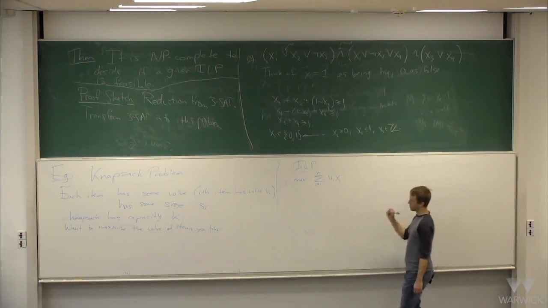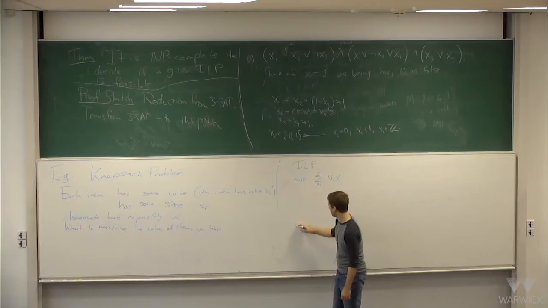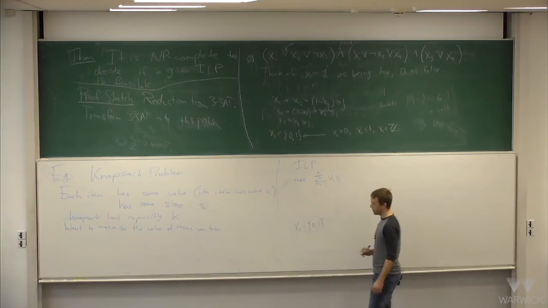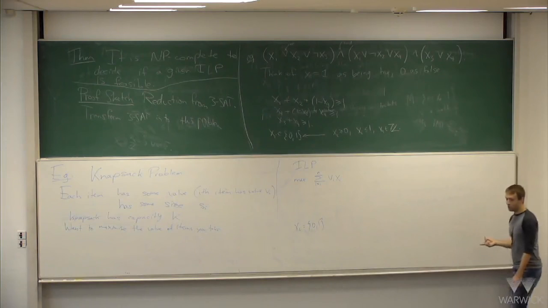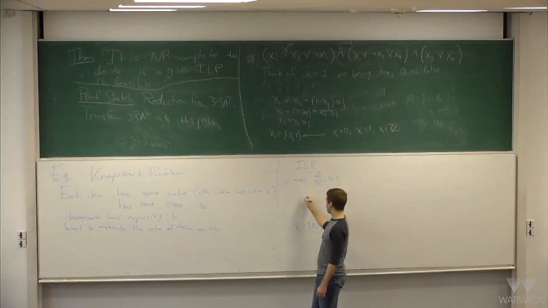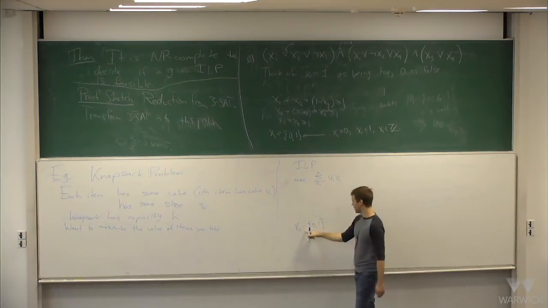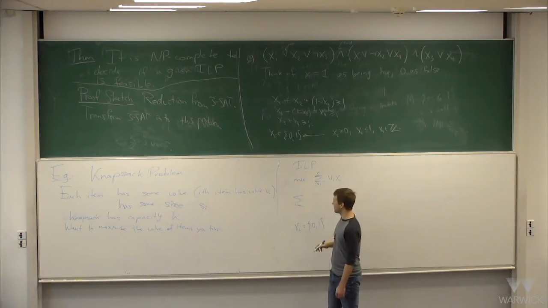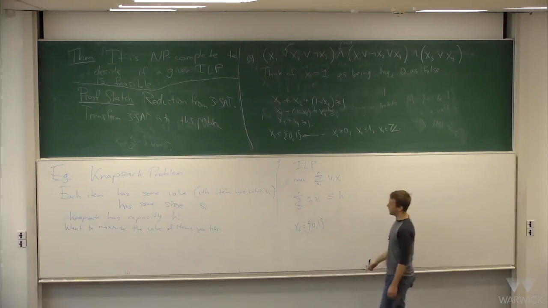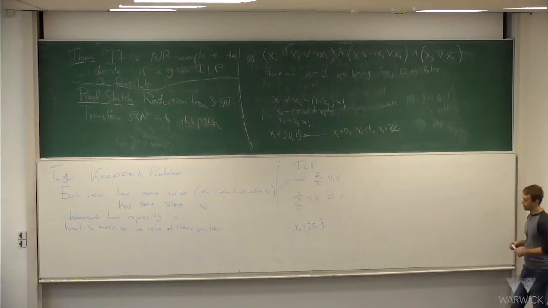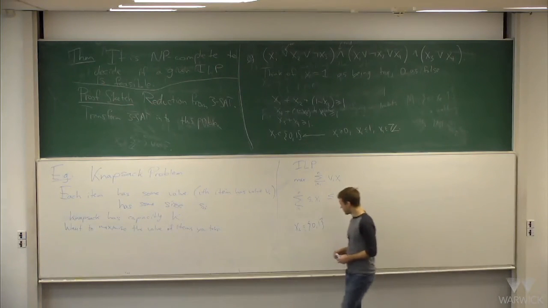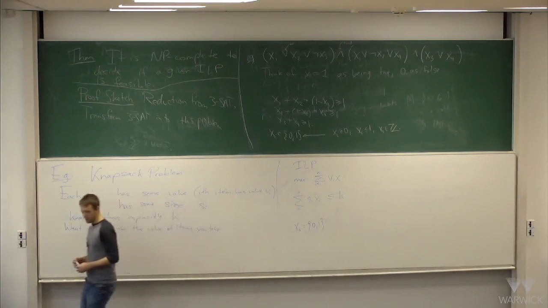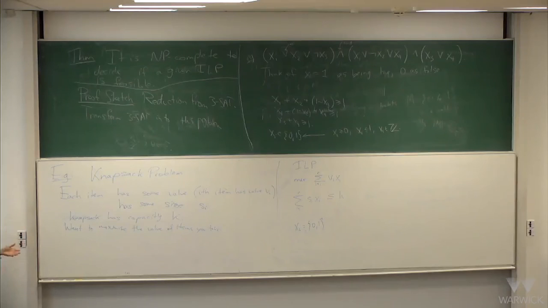So xi is 0 or 1. It's 0 if you don't take the item, and it's 1 if you do take the item. And you just have one constraint, right? Apart from this constraint, I just have one size constraint, that the stuff you take has to fit in the bag, right? Okay. So this is the knapsack problem.